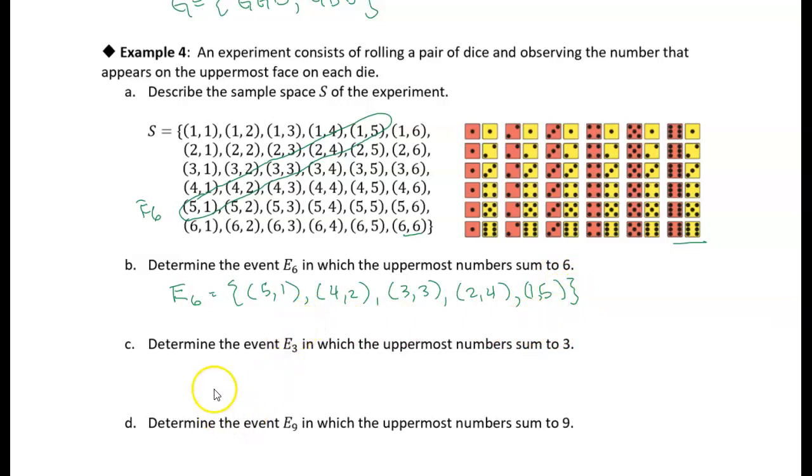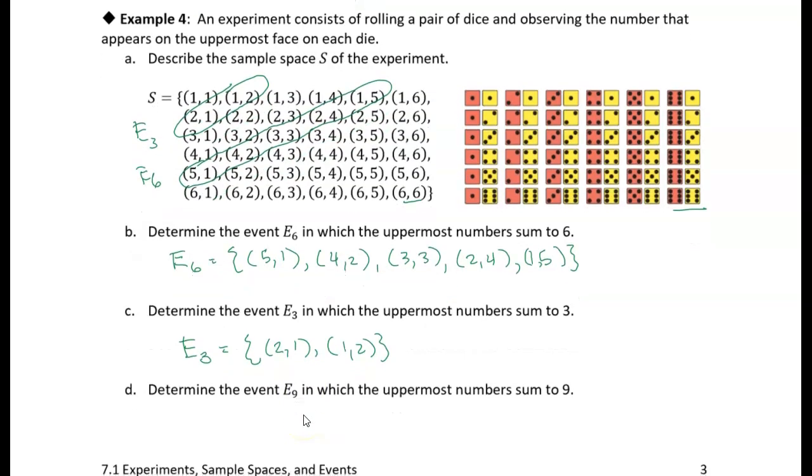Part C, we want to find the event E3 where the uppermost numbers sum up to 3. Okay, so where is that event in our sample space? It's just these two things right here, right? So this is our E3. So let's write that out with the proper notation. We have curly brackets, and then we're just going to list the elements of the set. So 2 1 and 1 2.